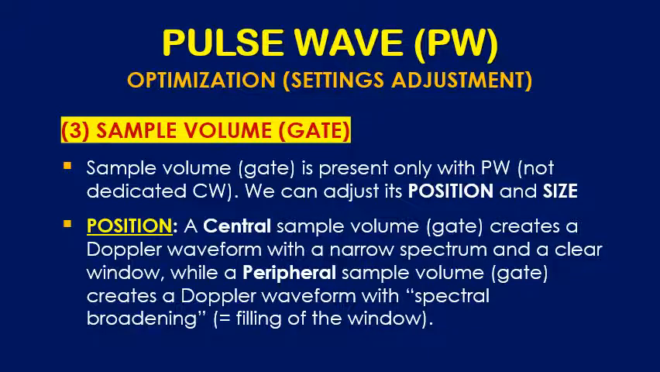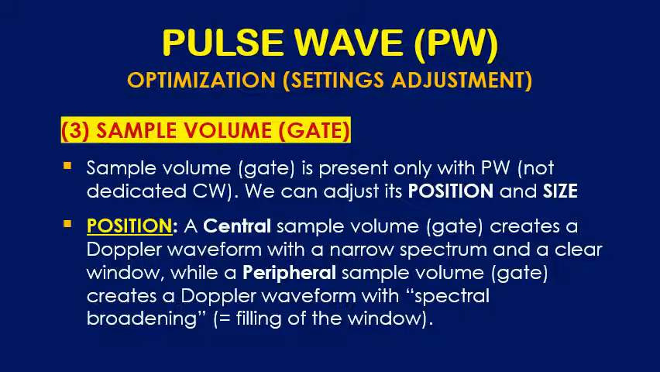So now we come to the third player, or the third setting adjustment, in the pulse wave Doppler waveform. It's the sample volume, or the gate. The sample volume or gate has a big impact on the window, the systolic window, in the Doppler waveform or the Doppler display. If you look at the window and you see some filling of the window or some broadening of the spectrum, look first at the gate. Is it correctly placed and correctly sized or not?